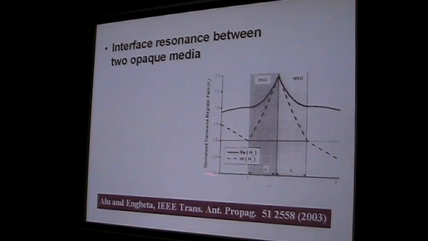And also, there's another paper done by Professor Engheta in the early years of negative index materials. They found that for the ENG material, which means the effective dielectric constant is negative, and the MNG material, which means mu is negative, each of them independently is opaque. However, if you combine these two, you'll find a particular interface resonance to guide photon tunneling from here to here to make the system transparent.